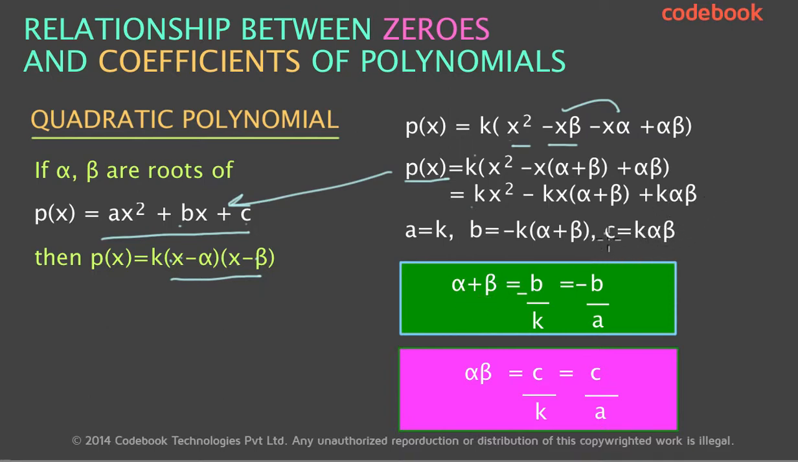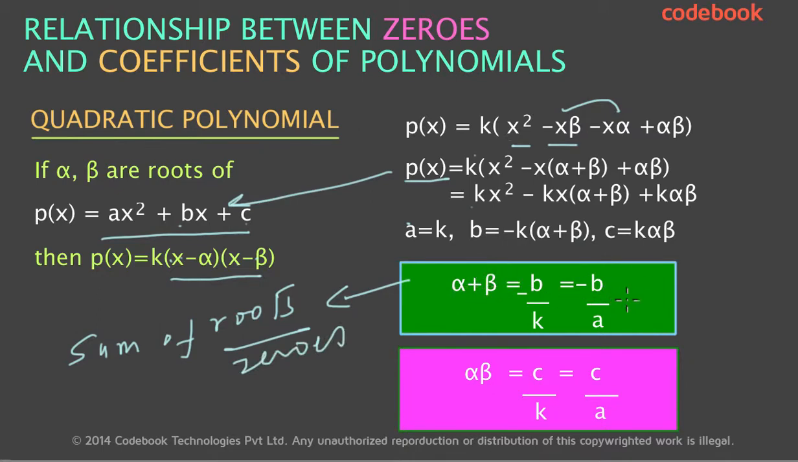So if you observe this, now alpha plus beta is nothing but minus b by k, because taking minus k on the other side you will have minus b by k, but k is nothing but a. So this is equal to minus b by a, and alpha plus beta is the sum of the roots or zeros. So the sum of the zeros of a quadratic polynomial is equal to minus b by a, where b is the coefficient of x and a is the coefficient of x square.